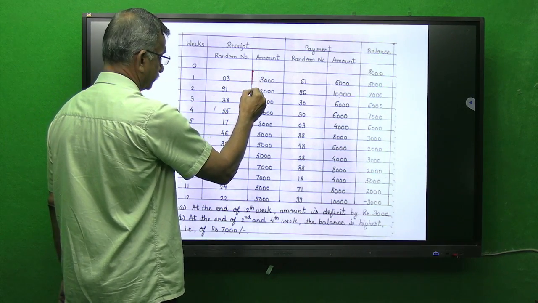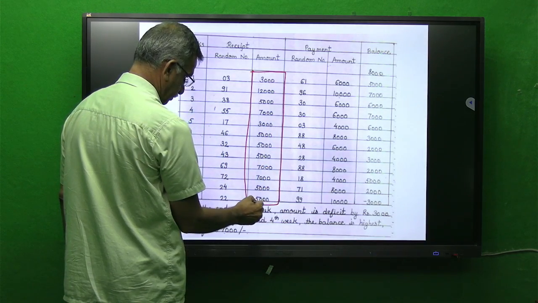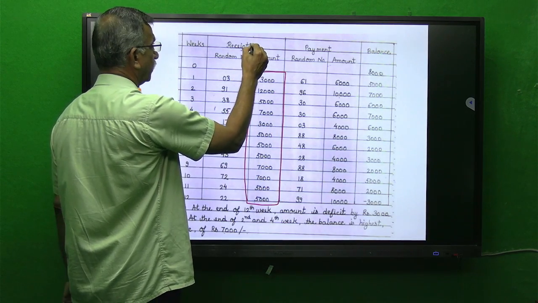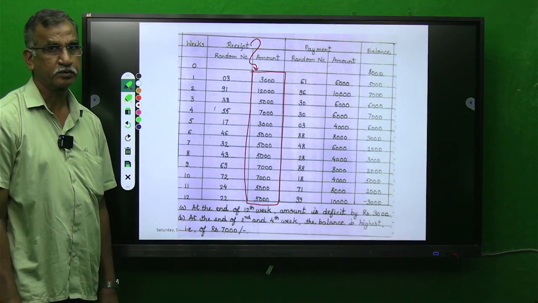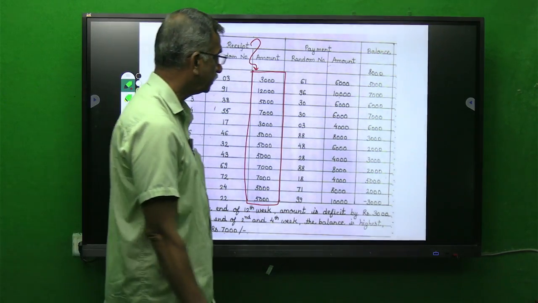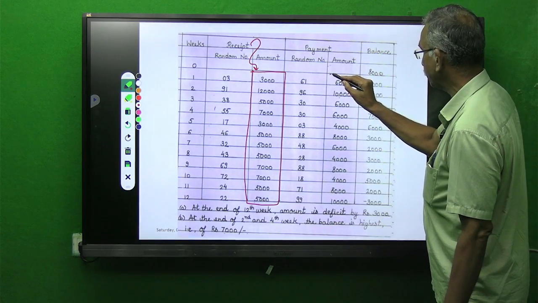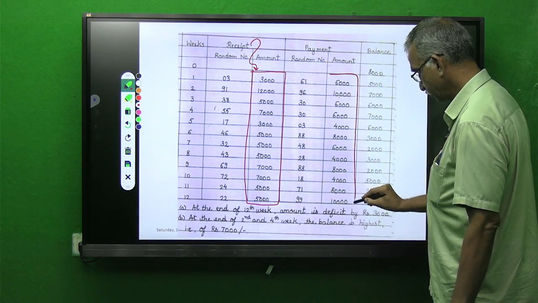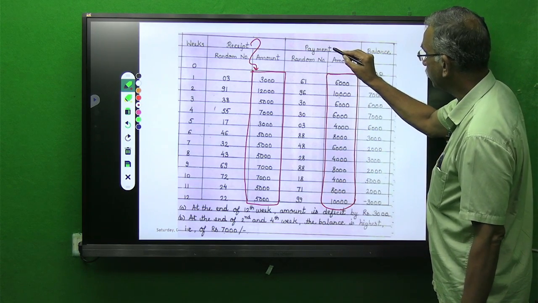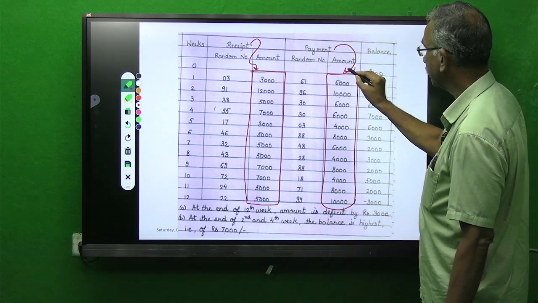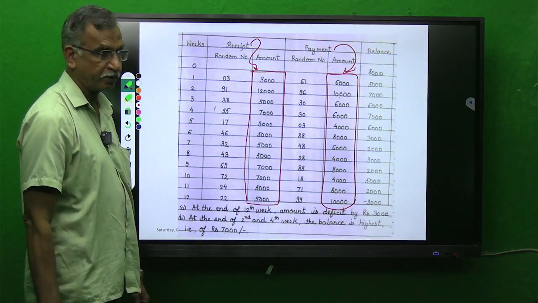from 3,000 to 5,000 for receipt. Similarly, we have evaluated these values for payment.